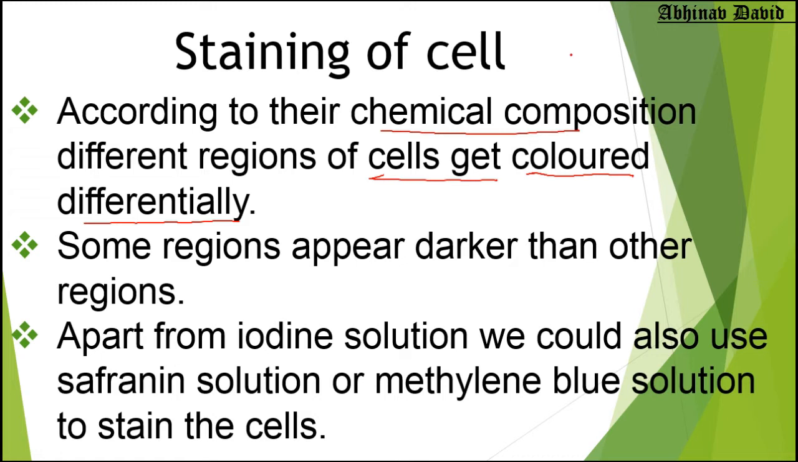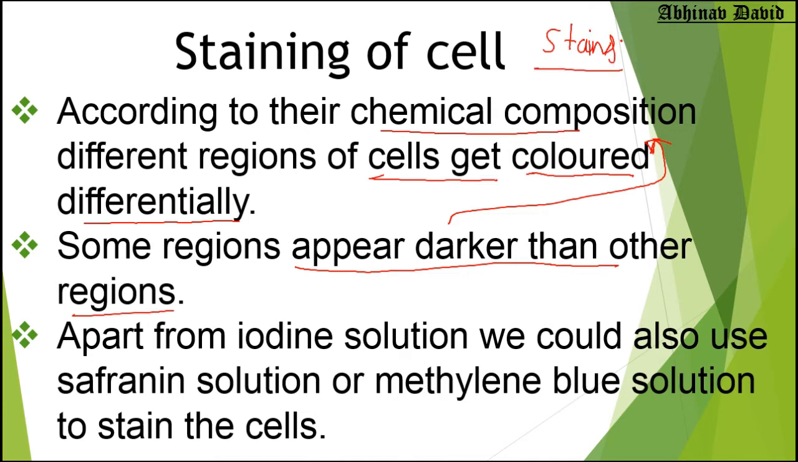The nucleus contains different chemicals, the cytoplasm contains different chemicals. So in order to observe the different parts of the cell, we use different types of colors or stains. Here you can see some regions appear darker than other regions. Why? Because of the different chemical composition in them. Now, what colors do we use? The colors that we use to color the cell are called stains.